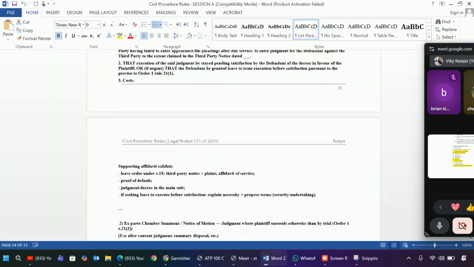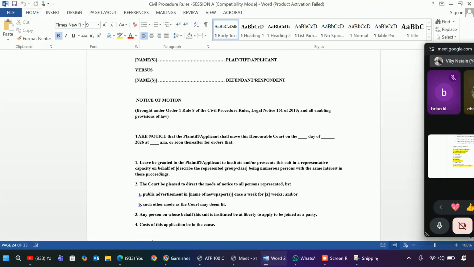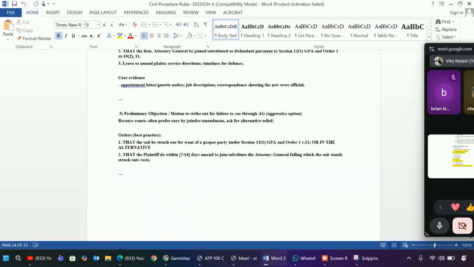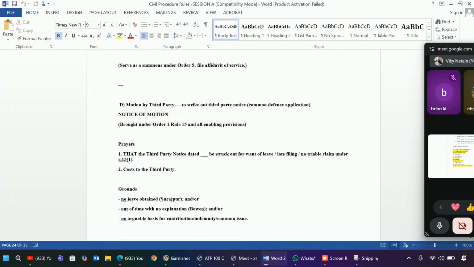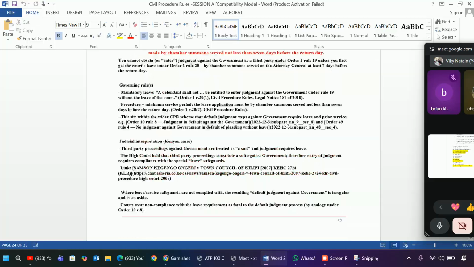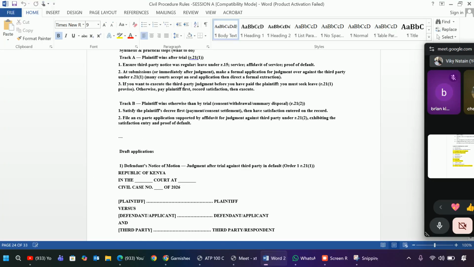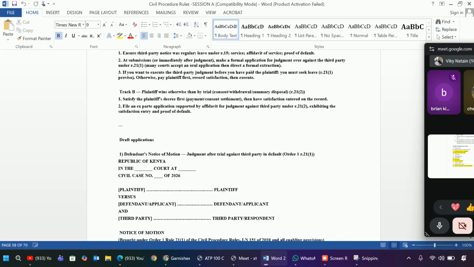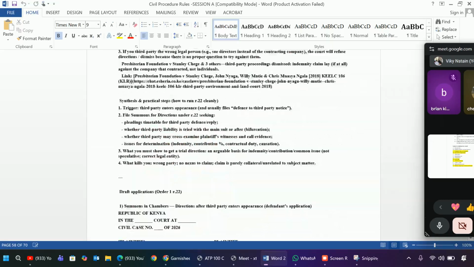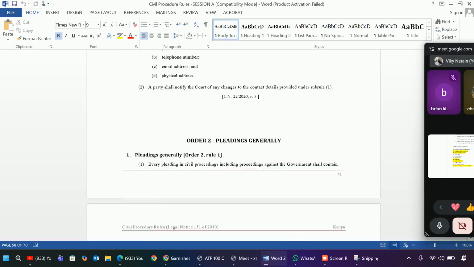This is order 1. Let me move as fast as possible. Remember, these are full digest of the Civil Procedure Rules. It is very detailed, but if you break it down, you will appreciate various applications to draft and in what situations and the rationale of why you are doing a certain thing.